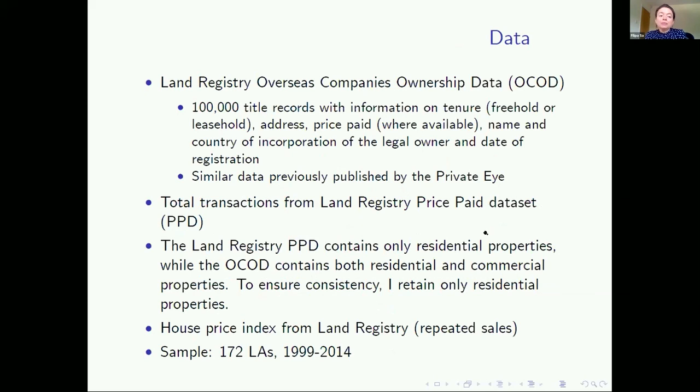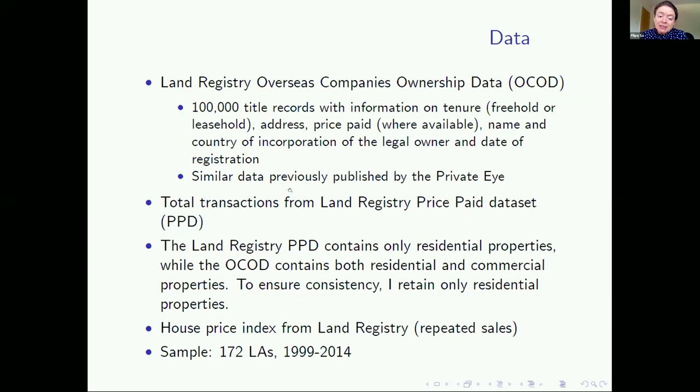So the data comes from the Land Registry Overseas Companies ownership data. It's based on 100,000 title records and it has information on tenure, so whether it's freehold or leasehold, it has the address, and in many cases it also has the price paid. And it has the name and the country of incorporation of the legal owner and the date of registration. So from the date of registration, I'm able to build a panel data set with different years and the different shares of properties owned by foreign residents. It's similar to data published before by Private Eye.